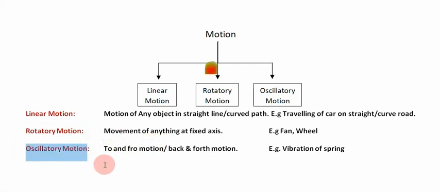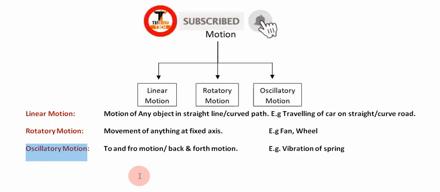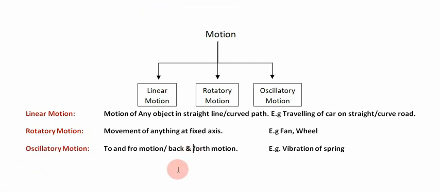Third one is oscillatory motion, to and fro motion or back and forth motion. It means any object which makes movements to and fro, back and forth, very rapidly. We can take the example of the vibration of a spring. If we take a spring in our hand, compress it and leave it, we can see that the spring makes some oscillations or vibrations. These are the three types of motion.